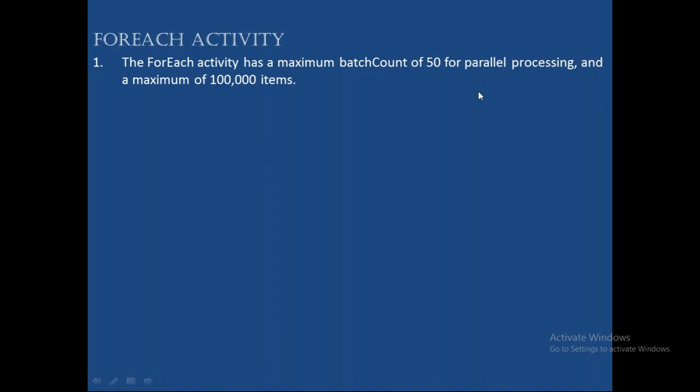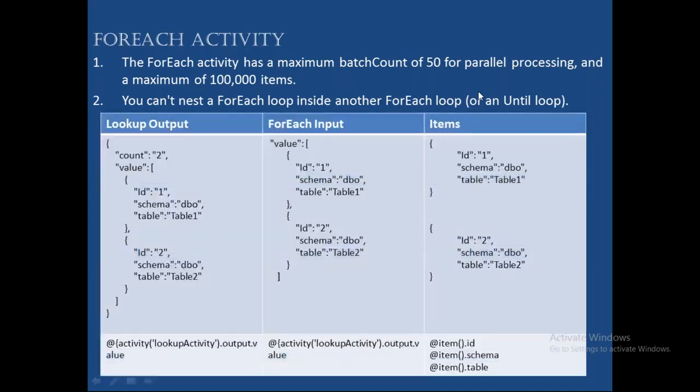Batch count of 50 for parallel processing. 50 tables you can copy at a time in parallel. You can't nest a for each loop inside another for each loop or an until loop. You cannot use a for each loop inside an until loop or inside a for each loop. So if you want a nested for each, inside a for each one more for each, then you need to implement something called master-child relationship that we are going to discuss.